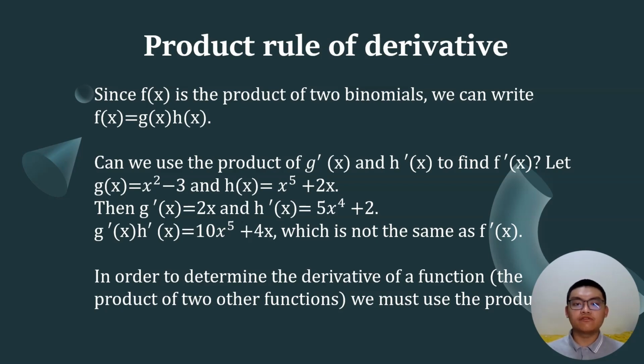If we multiply g prime of x and h of x, we get g prime of x times h of x equals 2x times x to the power of 5 plus 2x, which equals 2x to the power of 6 plus 4x squared.